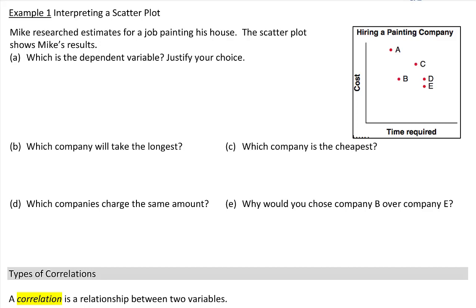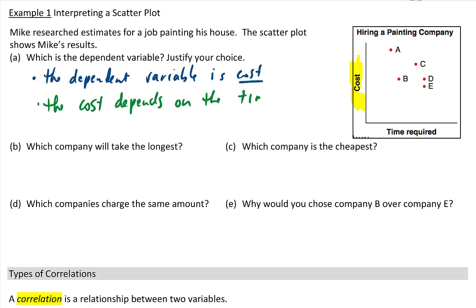And why does that make sense? Well, we can assume that employees are paid for the time they work. So the cost depends on the time required for the job. B. Which company will take the longest? If we look across our x-axis, we see that company D and company E take the longest time for the job.